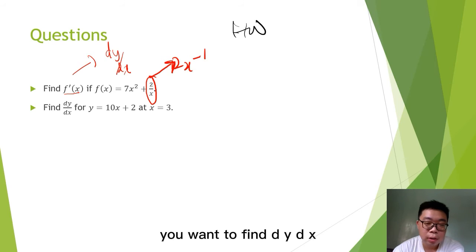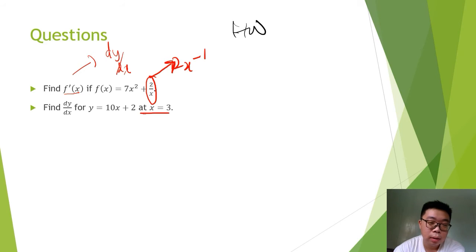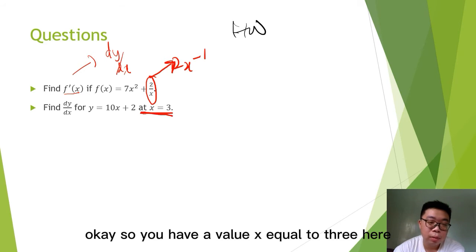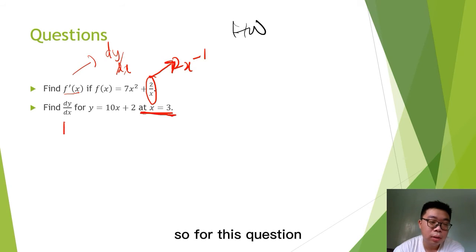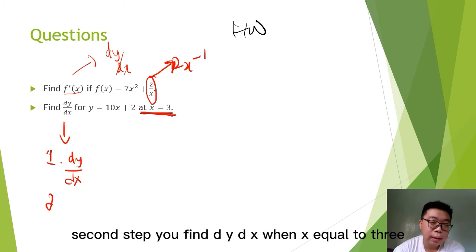Okay, second question, you want to find dy/dx for y equals 10x plus 2 when x equals 3. So you have a value x equals 3 here. For this question, the first step is to find dy/dx. Second step, you find dy/dx when x equals 3.